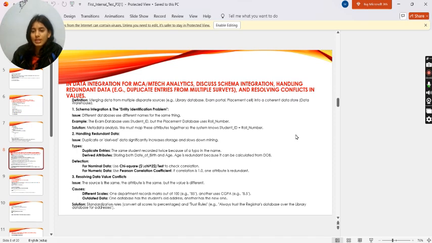Resolving data value conflicts. Issue: the source is the same, the attribute is the same, but the value is different. Cause: different scales. One department records marks out of 100, that is 85. Another uses CGPA, that is 8.5. Outdated data: one database has the student's old address, another has the new one. Solution: standardization rule. Convert all scores to percentage, and trust rules, that is always trust the registrar's database over the library database address.